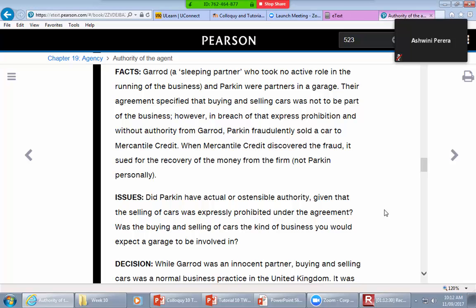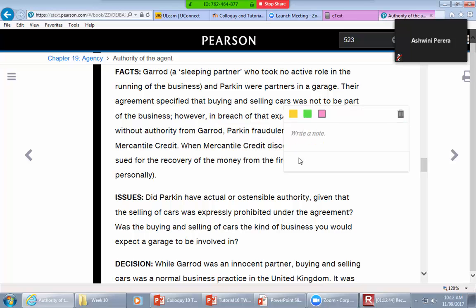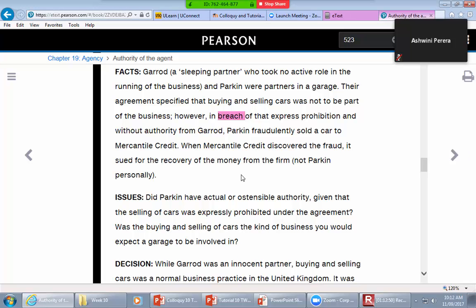Their agreement specified that buying and selling cars was not to be part of the business. This is expressly specified in the agreement. We are not going to buy or sell cars. However, in breach of that express term in the contract, and without authority from Garrod, Parkin fraudulently sold the car to Mercantile Credit. When Mercantile Credit discovered the fraud, of course, it sued for recovery of the money from the firm, but not from Parkin personally. So they want the money from Parkin and Garrod.